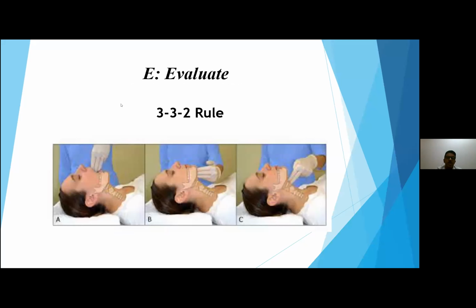So we'll go to the E, to evaluate. This is a very famous maneuver called 3-3-2, the three fingers. First of all, we start with the mouth opening. If you're able to put three fingers between the upper and lower teeth, this area will be okay for intubation. And then you put three fingers between just below the chin and the hyoid bone. If you manage, this will be okay for the intubation. And then two fingers between the hyoid and thyroid. So this is very important to do. Sometimes it is difficult, not logical, to do it in cardiac arrest or in a patient who needs urgent intubation.